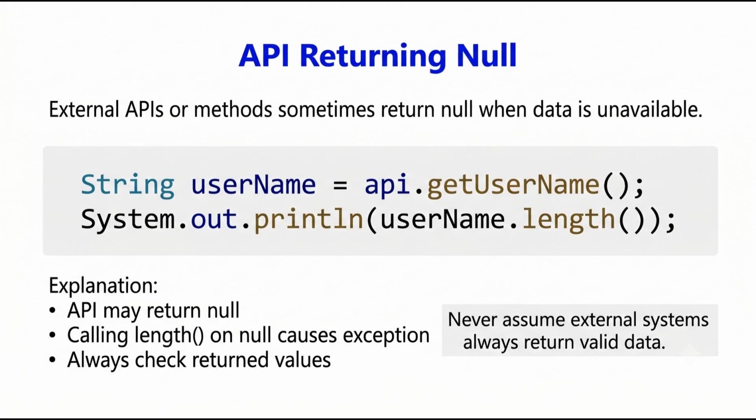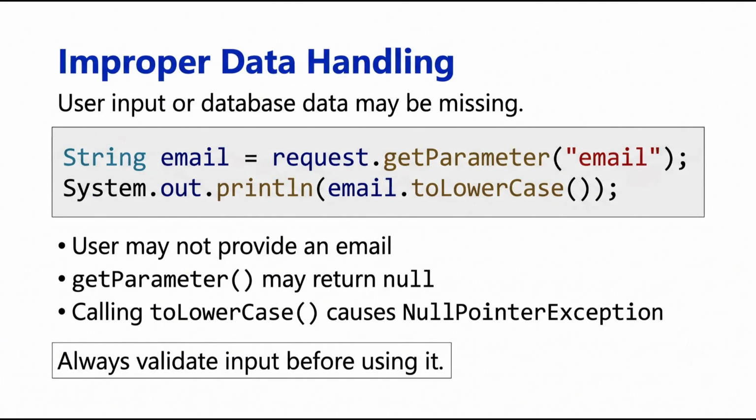In real-world applications, data often comes from APIs. Sometimes an API cannot find the requested data and returns null. In this example, we assume getUsername always returns a valid string, but if it returns null and we immediately call length, the application crashes with a null pointer exception. This issue is very common in web applications.